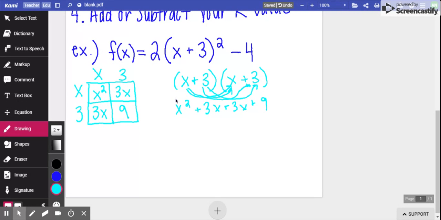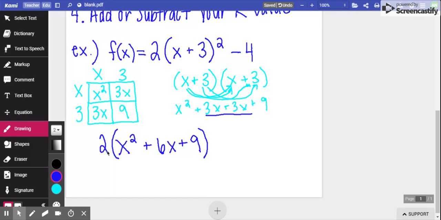The next step is to just combine your like terms. So I have two 3x's. My final answer from boxing or FOILing or multiplying that (x plus 3) squared is x squared plus 6x plus 9. I then check to see if I have an a value, the number that would be out in front, and I have a 2. That means I need to multiply this answer that I just got. I need to multiply every single value by 2.